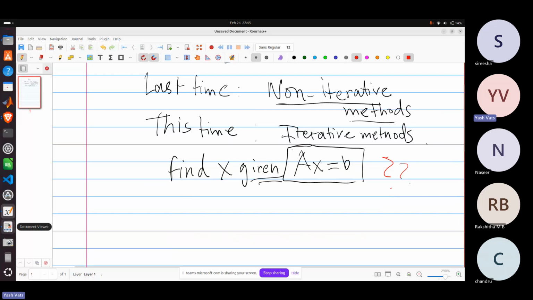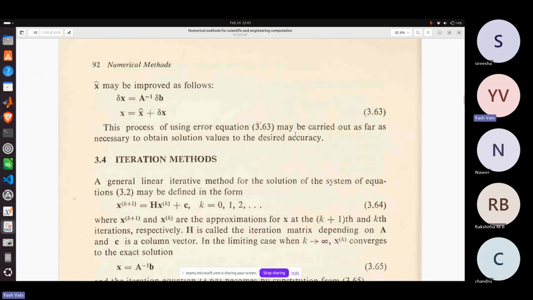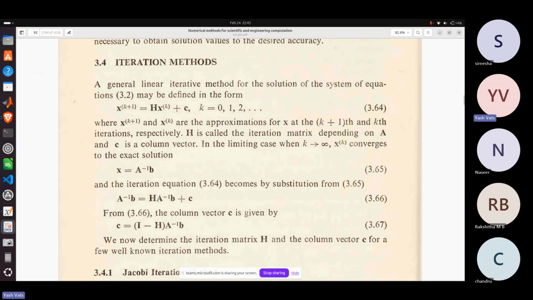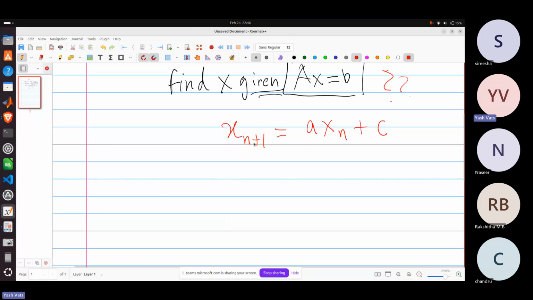All right. So if I go to the book, iterative improvement of solution, I just start with one method. A general linear iterative method for solution of a system of equations may be defined as this: x_{k+1} = H x_k + c. Like in earlier cases, x_{n+1} may be dependent on the previous x_n plus some constant. So it's kind of an iteration.